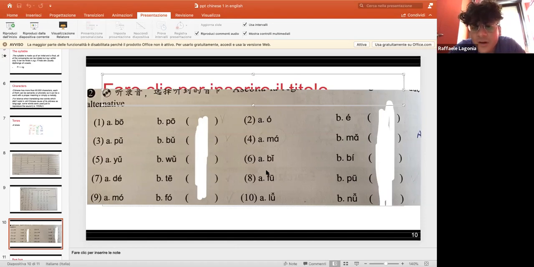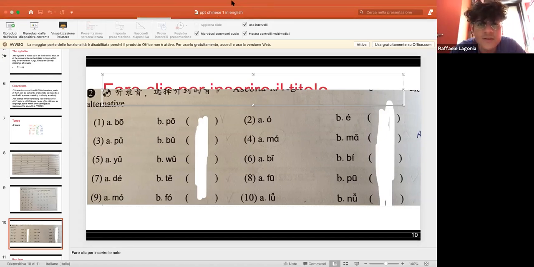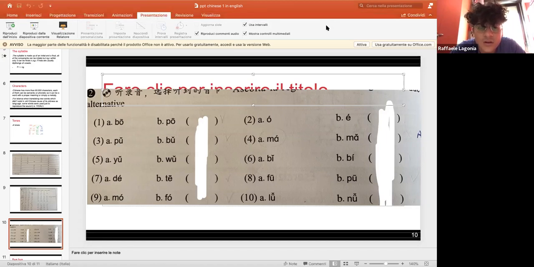Then we have B. What is the answer for the sixth? No, this is A. It's B. Okay. So it first goes down and then goes up.